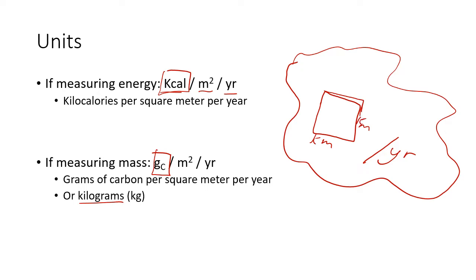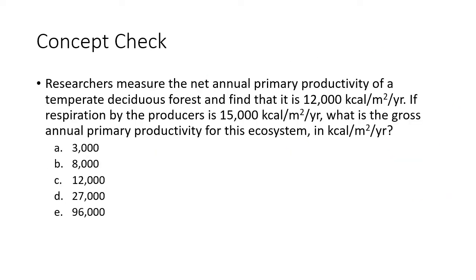You could do this over 10 years, but why would you? But you might do 1 week. Just showing that the units can change. The units are your biomass or energy over a given area over a given amount of time. But typically you'll see kilocalories per meter squared per year or kilograms per meter squared per year. So let's see what this really looks like.